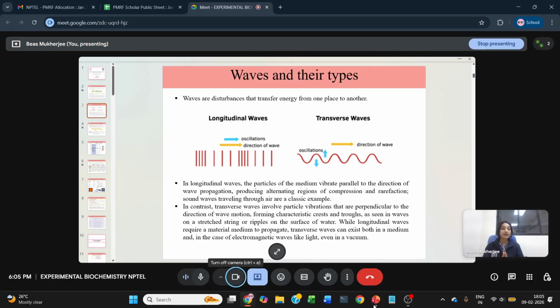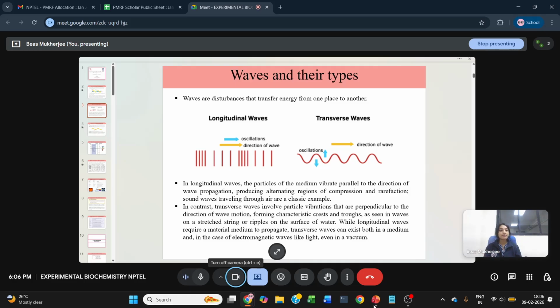In longitudinal waves, the particles of the medium vibrate parallel to the direction of wave propagation, producing alternating regions of compression and rarefaction. Sound waves traveling through air are a classic example. You can see in the figure that the direction of oscillation is parallel to the direction of the wave, as shown in the left hand side figure.